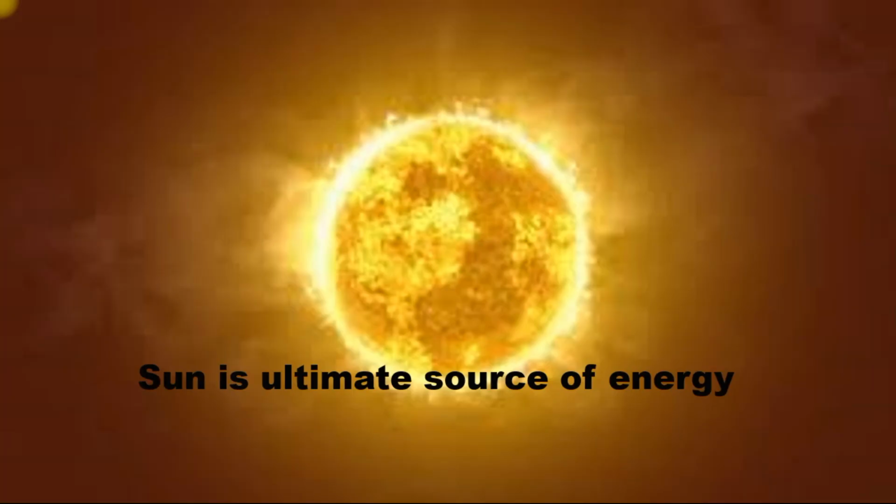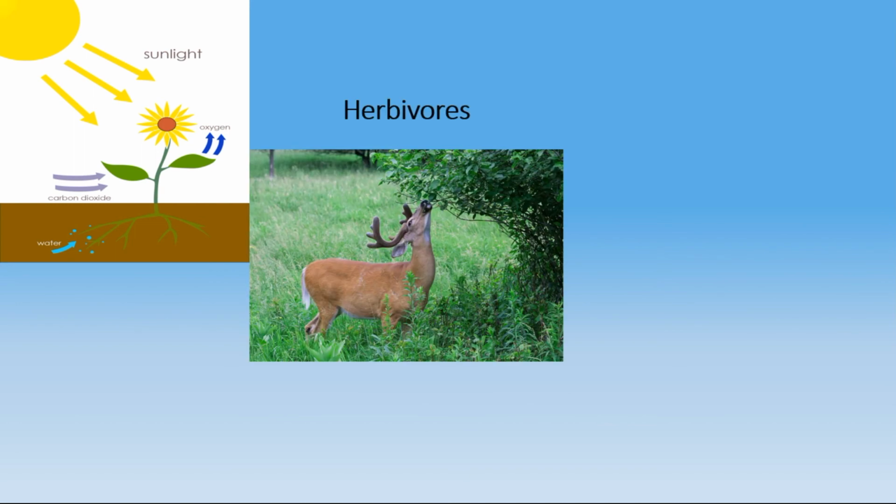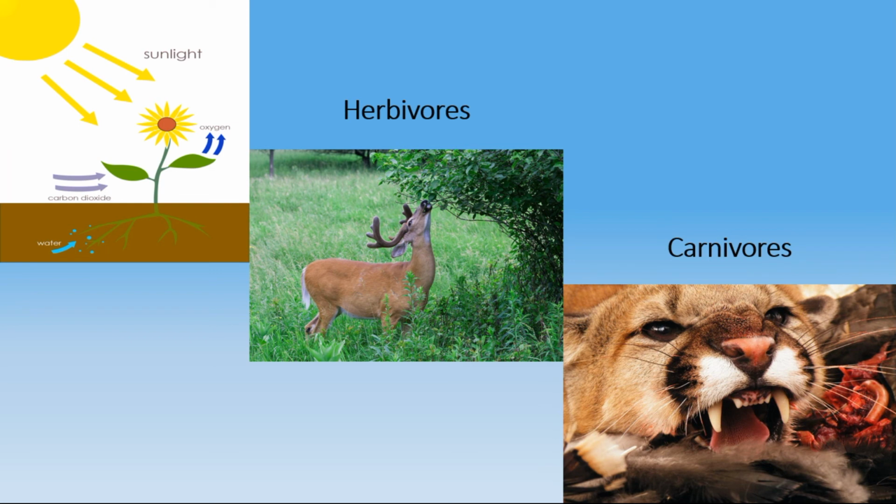What do you think? What is essentially needed for photosynthesis? Well, it is the sun's energy. Yes, the sun is the ultimate source of energy. We know that plants use energy from the sun to prepare the food. Herbivores depend on the plants for their food. Carnivores do not eat plants, but they depend on herbivores. Therefore, all the living organisms, directly or indirectly, depend on the energy from the sun.